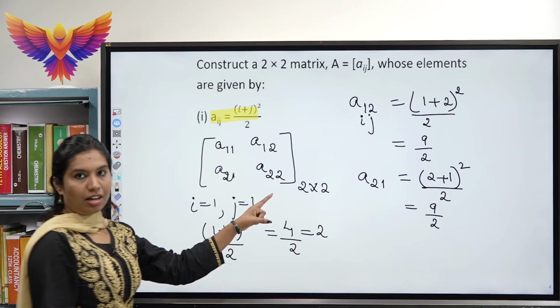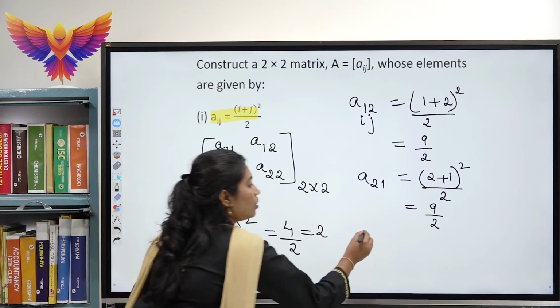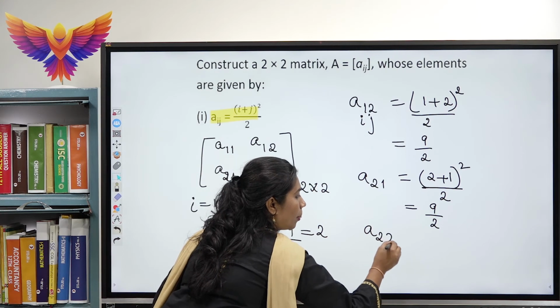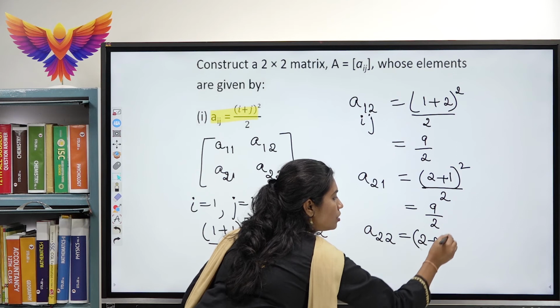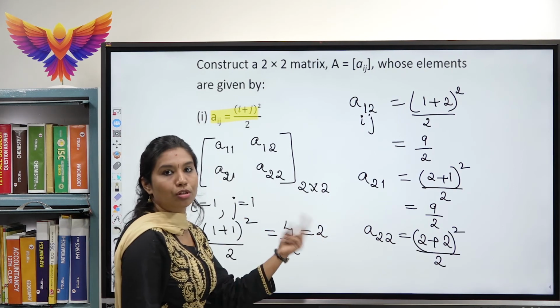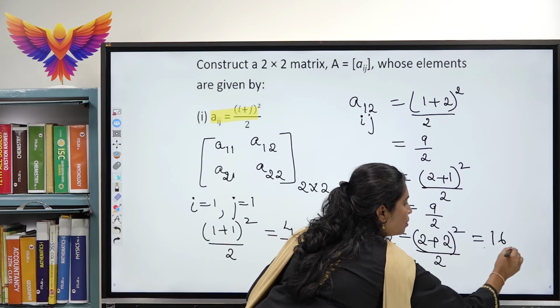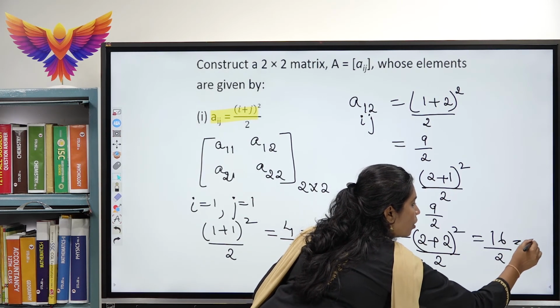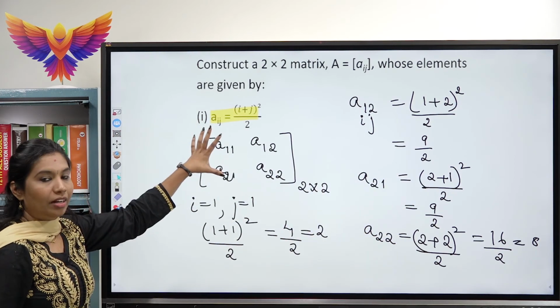Coming to the last element, the second row, second element, which is A22. So A22 is nothing but (2 plus 2) the whole square over 2, which is 4 the whole square over 2. So 4 square, which is 16, divided by 2, is equal to 8. Now I ended up with all the elements which are required here.